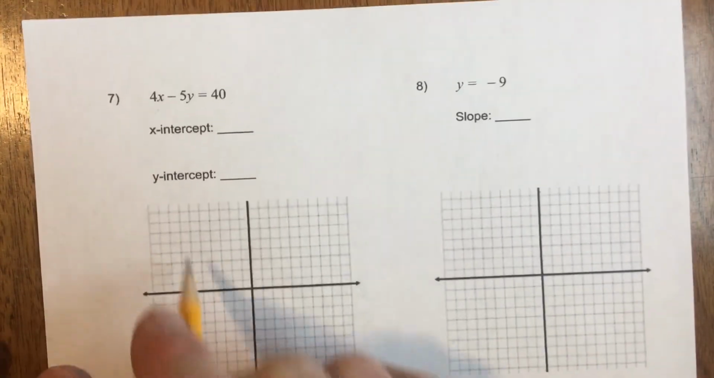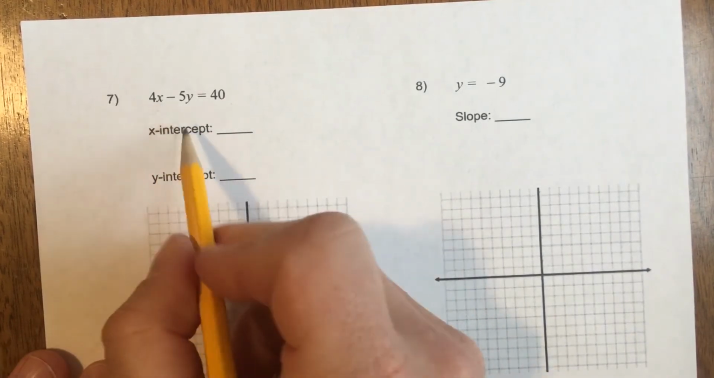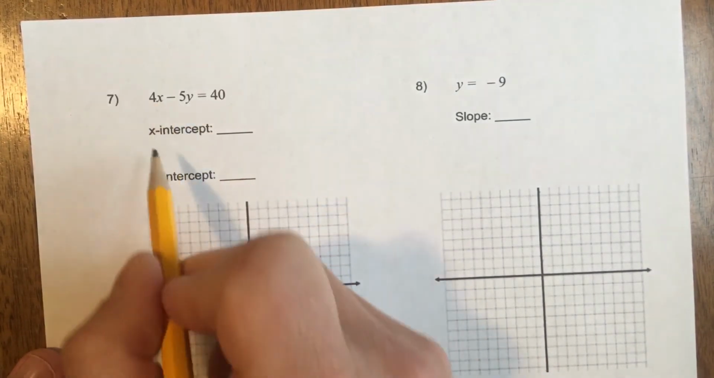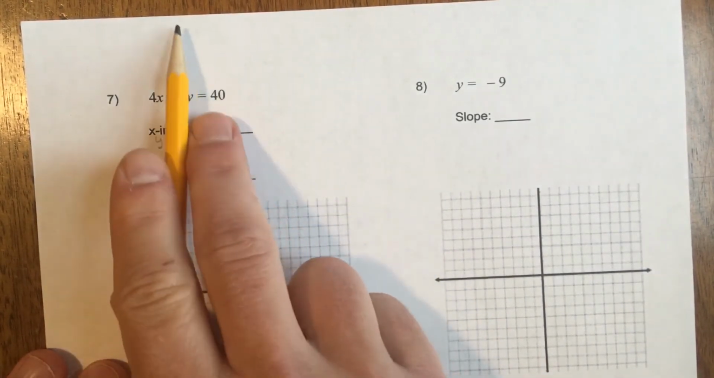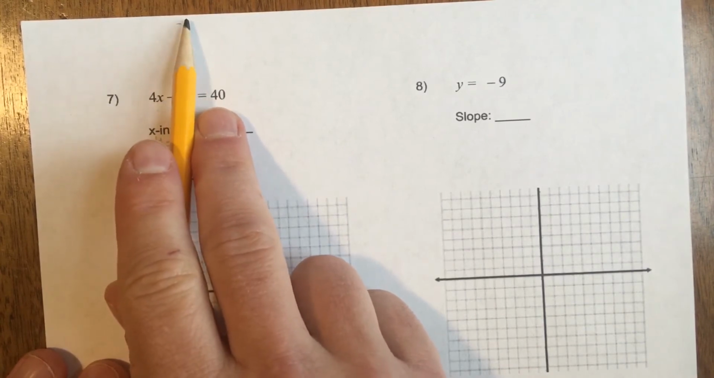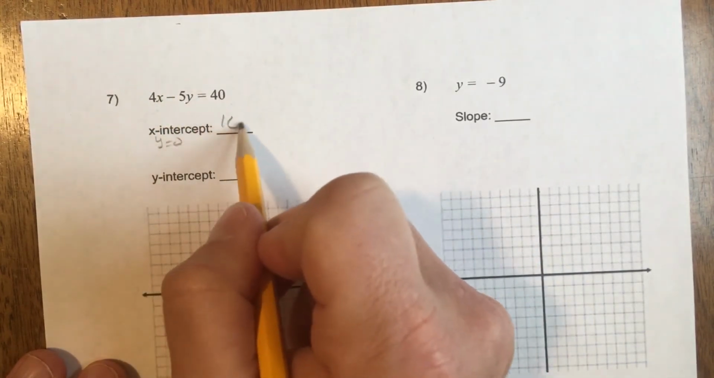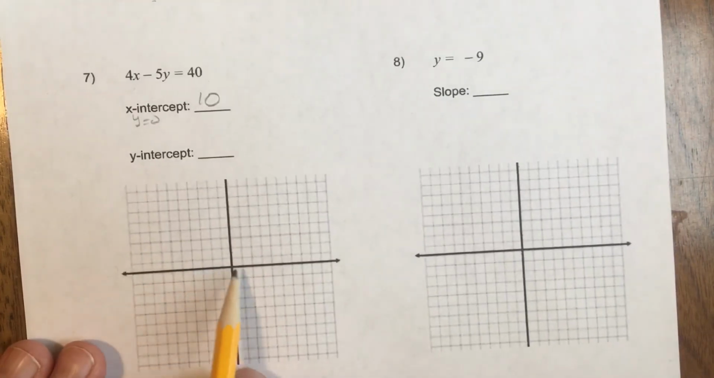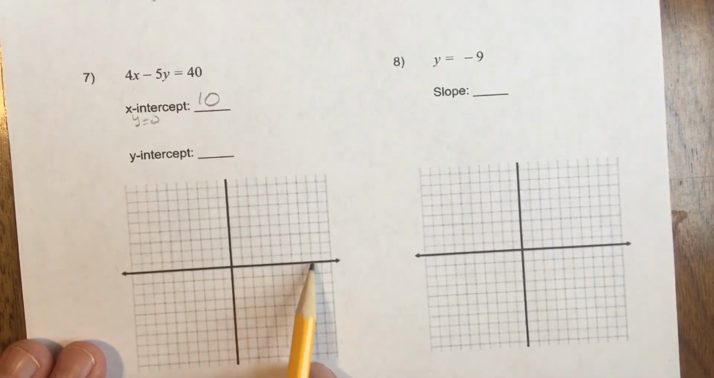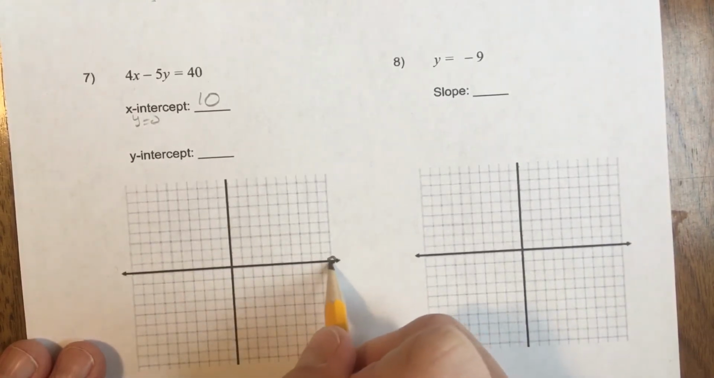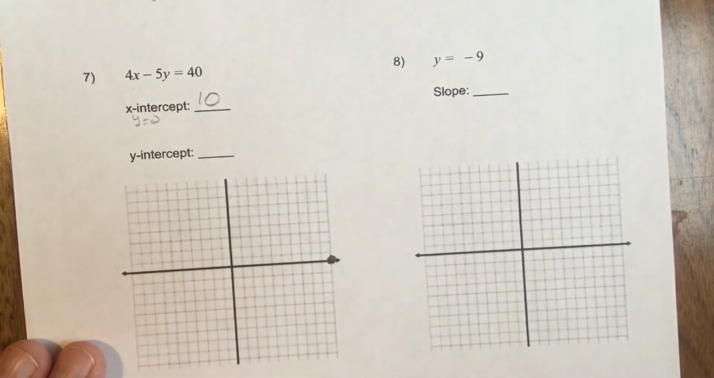For our x-y intercept equation here, for the x-intercept, I'm going to put 0 in for y. So that goes away. We have 4x equals 40. If I divide by 4, I get x equal to 10. That means we're going to go to 10 on the x-axis. 1, 2, 3, 4, 5, 6, 7, 8, 9, 10. Make a dot right there. That's where that one hits.